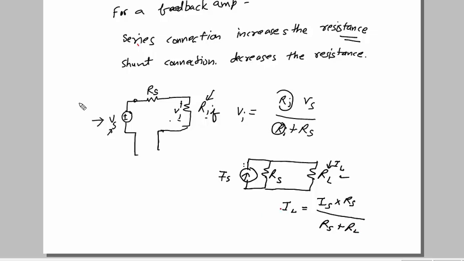Now for IL to be high, what should we have? We should have RS to be high. So with the series connection, it increases the resistance. So that's why I'm telling it's a desirable result.